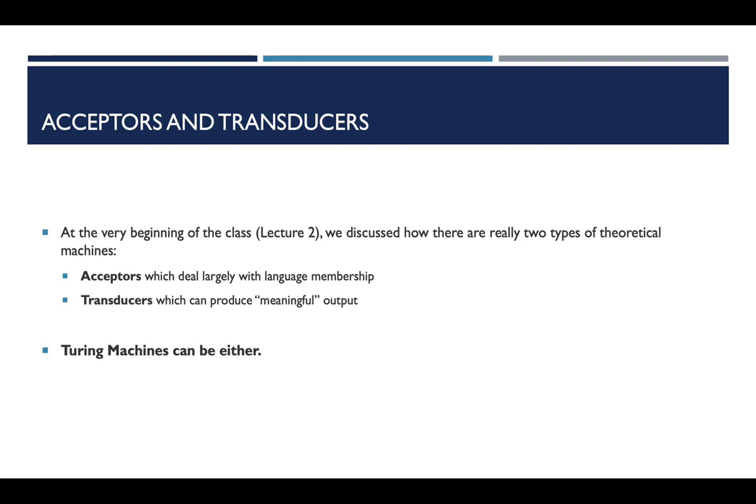And so there are techniques to take each of the acceptors that we've talked about in the course and try to make them into transducers. There are generalizations, but Turing machines are really the first time in the class that we've had a meaningful way of actually doing transducer logic.